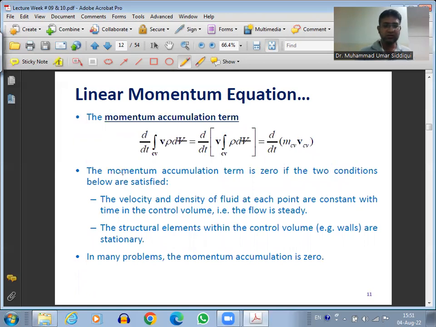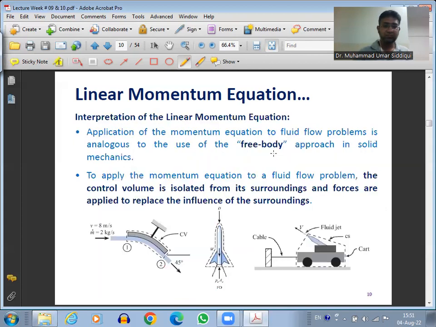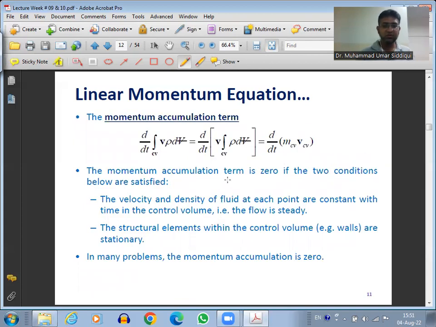Let's talk a little about the momentum accumulation term. This term, d by dt of mcv vcv. This momentum accumulation term is 0 if two conditions are satisfied. The velocity and density of the fluid at each point are constant with time in the control volume, that is, the flow is steady. So whenever the flow is steady, the momentum accumulation term will be 0.